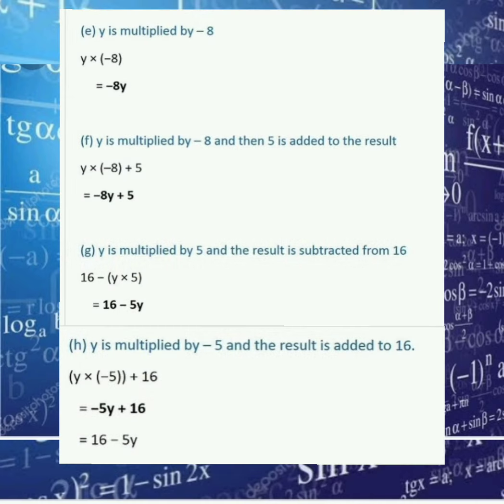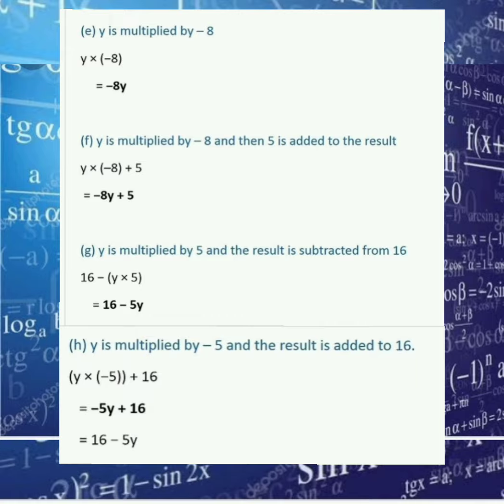The next one, y is multiplied by minus 8. So y into minus 8, which gives minus 8y. We have the commutative property for multiplication. And the next, y is multiplied by minus 8 and then 5 is added to the result. So y into minus 8, to that product 5 is getting added. So minus 8y plus 5.